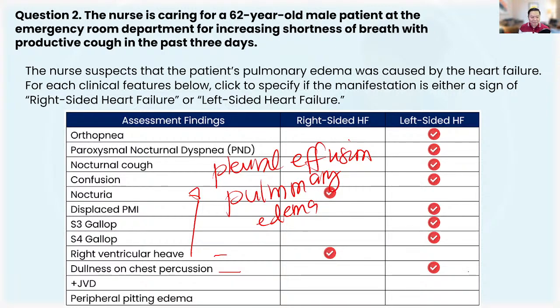left-sided heart failure. Okay, what about the JVD positive? The jugular venous distension. Okay, that's easy to spot. This is in the venous circulation, so this will be assigned to the right-sided heart failure. Now, what about the peripheral pitting edema? Another problem in the venous circulation.